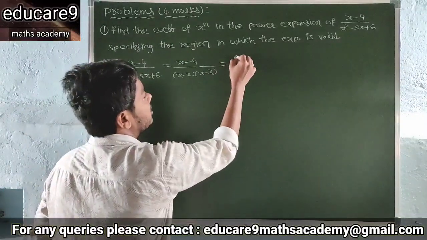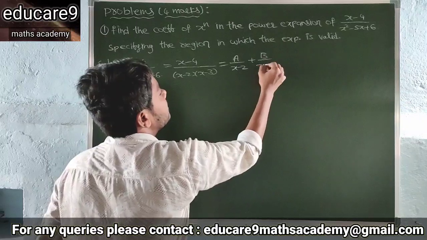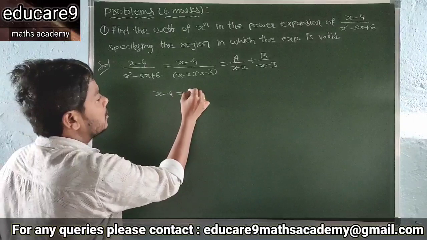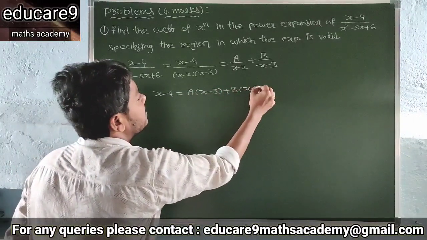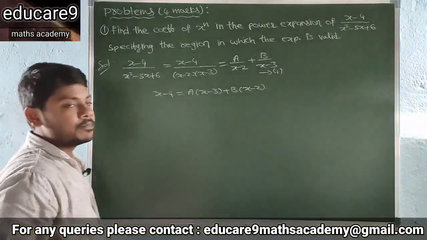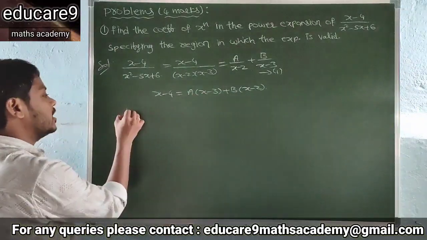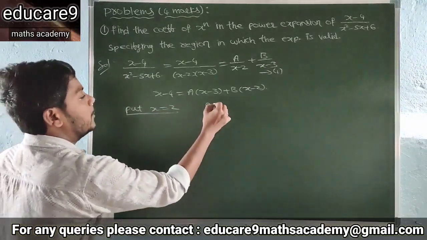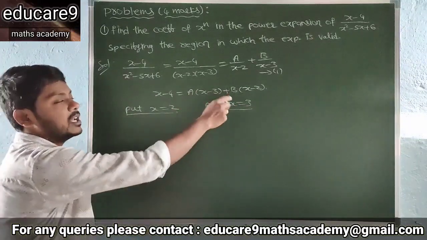So now this is A by x minus 2 plus B by x minus 3. To write this, x minus 4 is equal to A into x minus 3 plus B into x minus 2. This is equation 1. Now you need to find the values of A and B. For that, put x equal to 2 and put x equal to 3, and from that you will get the values of A and B.